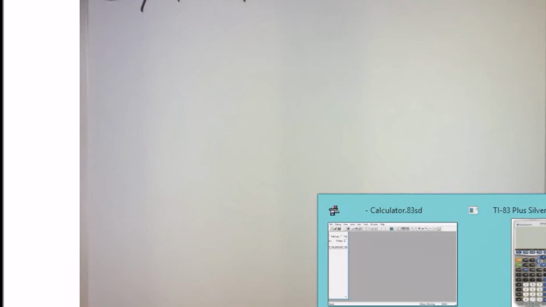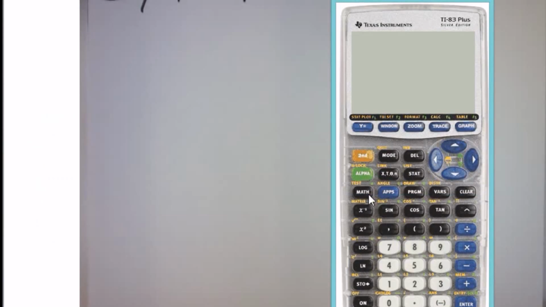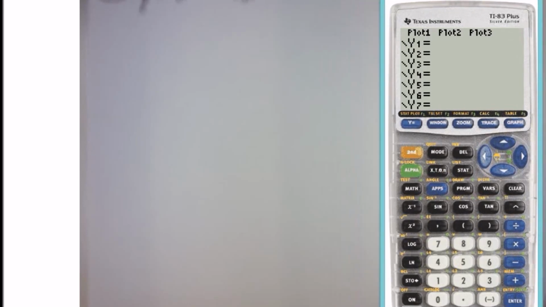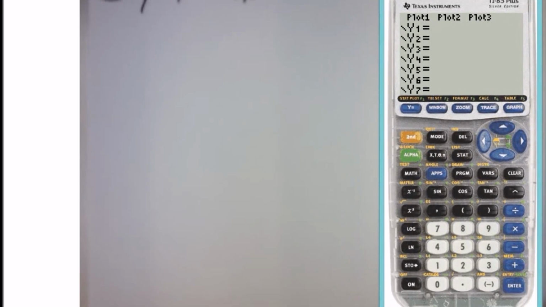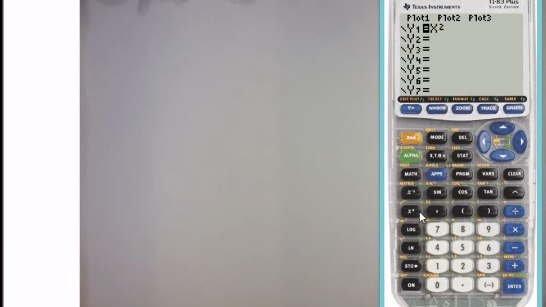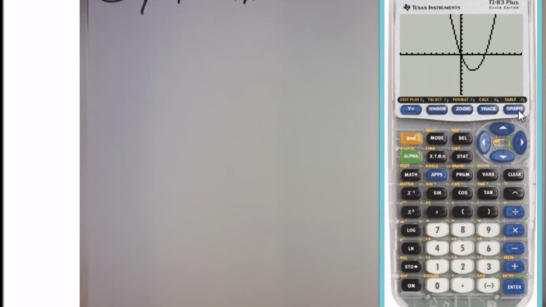First, let's graph the function to get an idea. Now this is a parabola, right? We should know these functions by heart. So I'm going to say x squared minus 4x, and I'm going to graph it. All right, so it's shifted over a little bit to the right and shifted down.